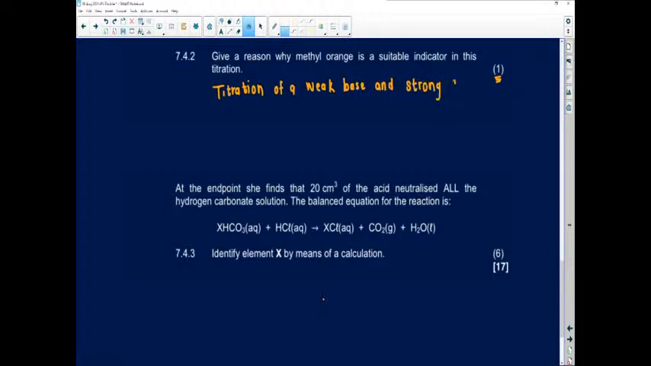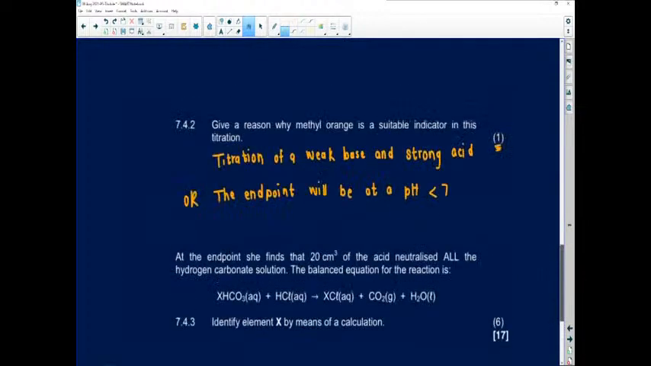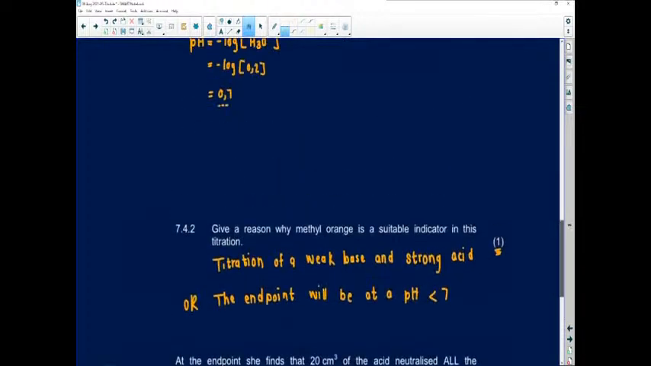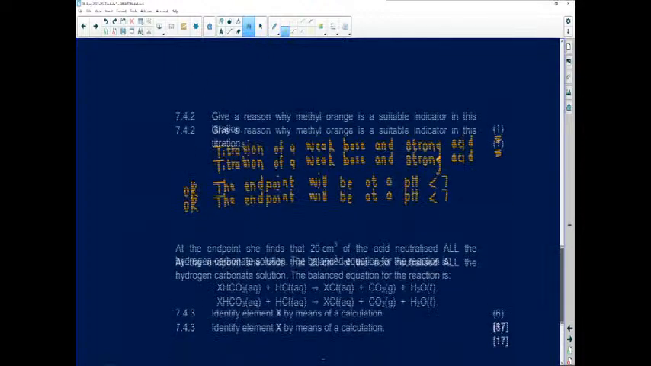And a strong acid. So that's the one you could have said. Or, looking at the pH, remember when we're doing titration, we always look at the end point. We can say that the end point will be at a pH that is less than 7. And of course the pH was less than 7 because it was 0.7, meaning it was closest to 0.